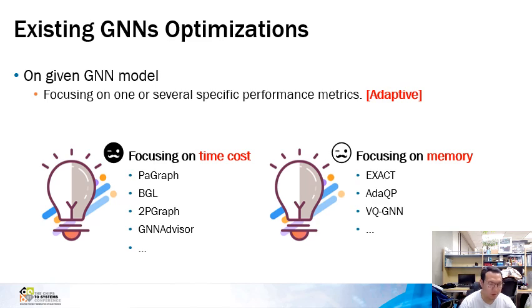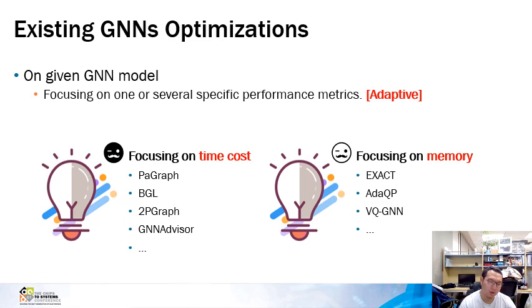On the other hand, some works focus on reducing memory consumption. Efficient memory usage means we can handle big graphs and more complex data without running into hardware limitations. EXACT designs compression methods. ADAQP and VQGNN take quantization techniques to control the runtime memory consumption.